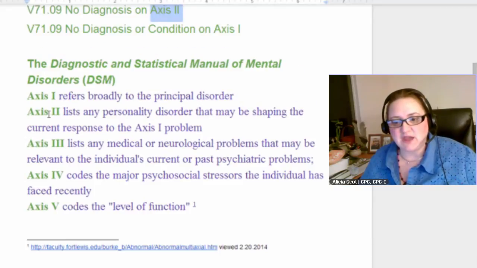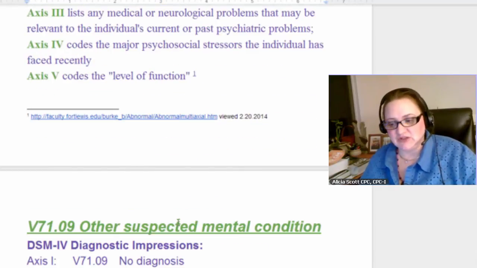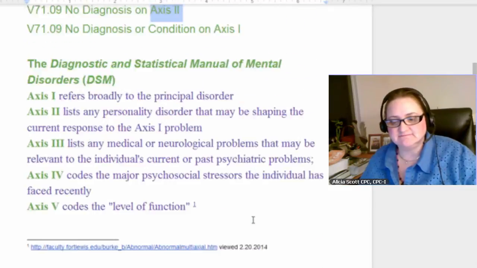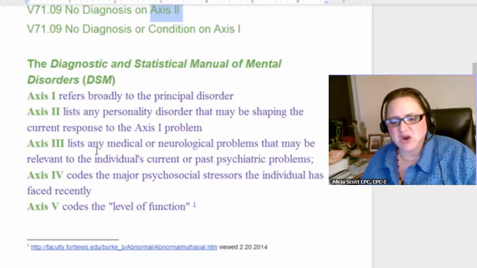And the same thing with 2. Personality disorder that may be shaping the current response to axis 1. Again, other suspected mental condition. Okay, so they don't have a diagnosis yet. So they gave him V71.09. I hope that helps you.